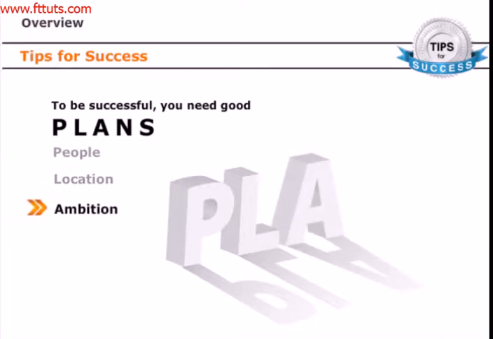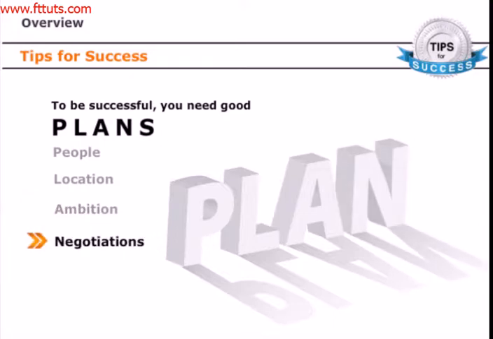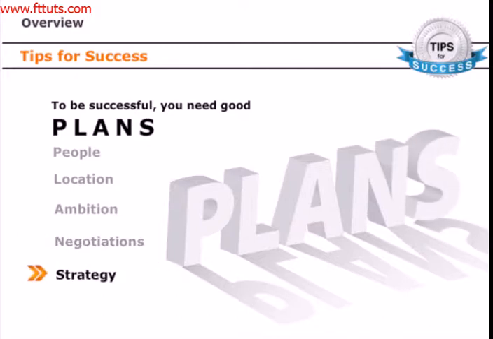A is for ambition. You've got to be ambitious. Energy and a wholehearted dedication to your business are essential if you expect to succeed. N is for negotiation. You must be able to understand all the sides, communicate effectively, and find common ground. Finally, the S is for strategy. You need to be smart and creative in coming up with your plan to make money from the location you have selected.